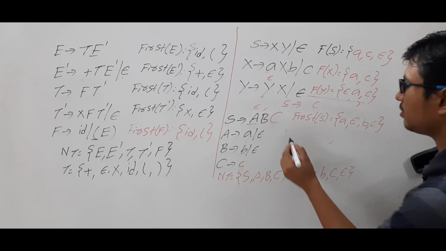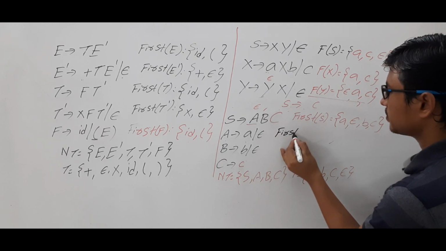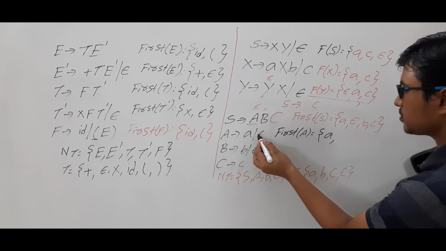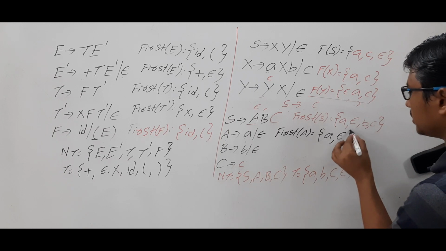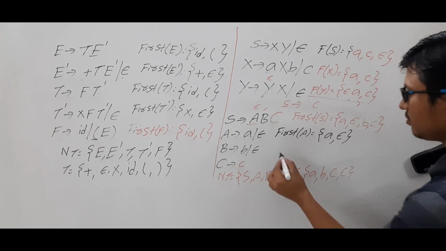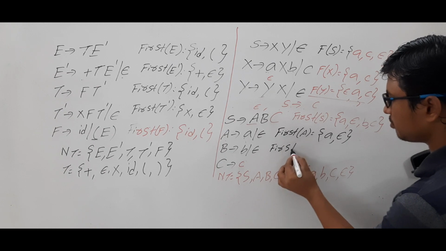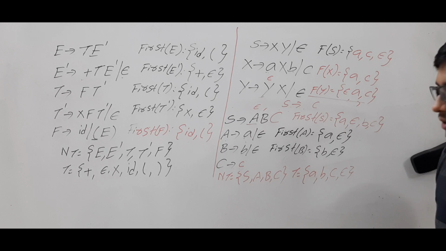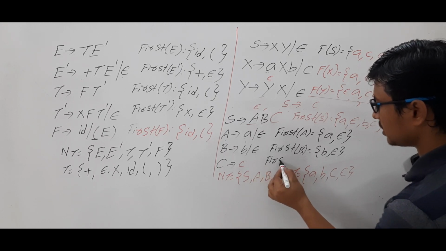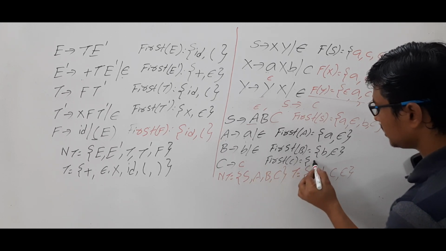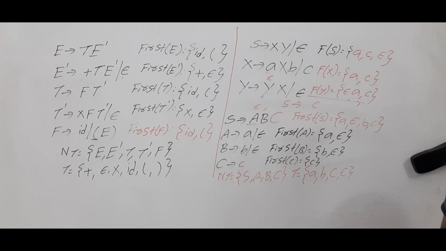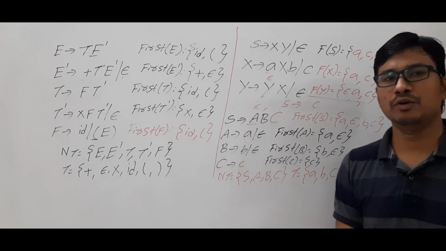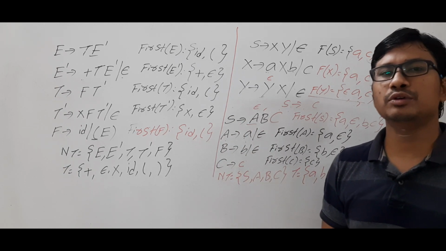Now let me compute the first of A. First of A is equal to a, epsilon. This is epsilon. I hope it is visible like epsilon only. Okay, is it clear? First of B, can you tell me what is first of B? First of B is equal to b, epsilon. First of C is equal to c. Is it clear? Are you able to understand? So this is the way you need to compute the first of all the non-terminals.